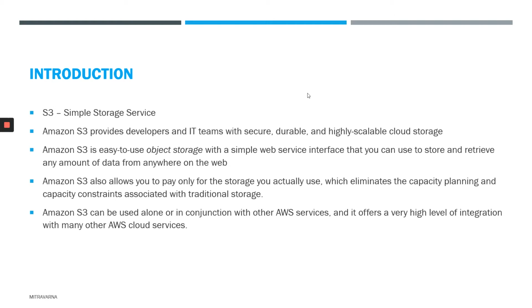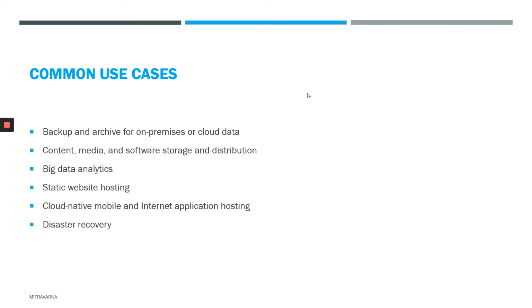Next, Amazon S3 can be used alone or in conjunction with other AWS services, and it offers a very high level of integration with many other AWS cloud services. So it can be used alone or in conjunction with other AWS services. That is one big advantage of Amazon S3. So we'll move to the next one.